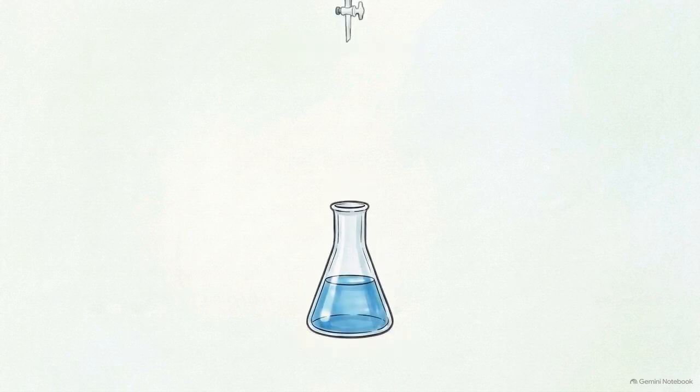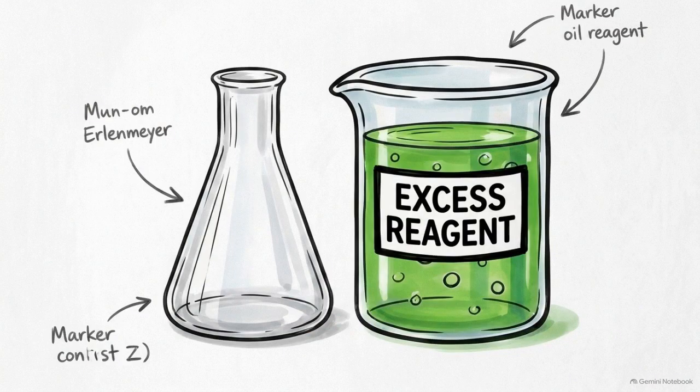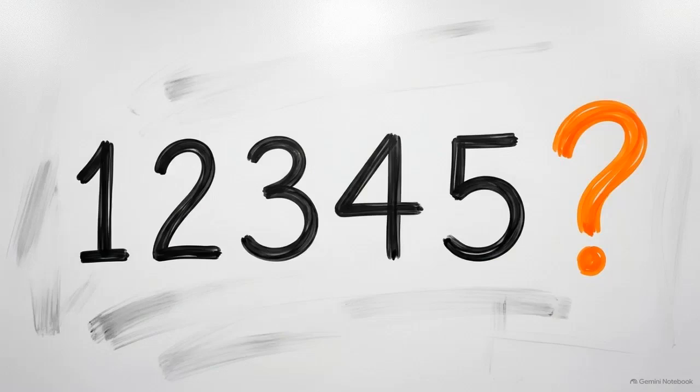It is an indirect analysis. Instead of measuring the sample itself, we measure what happens to a reagent we add to it. We'll start by looking at how to set up this sequence in the lab using excess reagents. Then we will walk through the exact 5-step process to calculate the unknown amount of your sample.